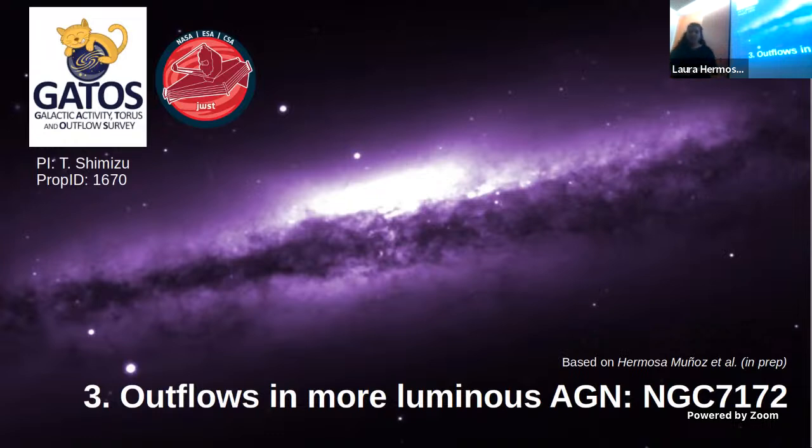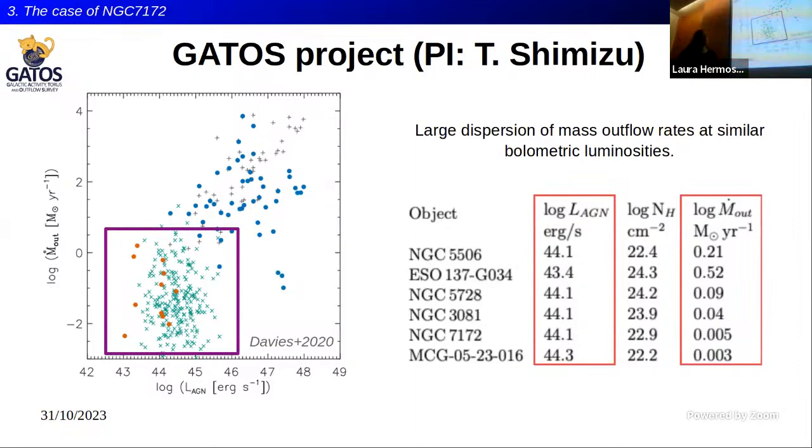So with the GATOS project, which is a project focused on analyzing activity in galaxies through many different data sets on many different aspects, so searching for torus, outflows, and so on, we have this JWST program that aims to understand why we found this really large dispersion in the first relation. So this project has selected 6 galaxies. All of them are Seyferts that have very similar volumetric luminosity, but have a difference of 3 orders of magnitude in the mass outflow rate. So the aim here is to try to understand what is the physics behind that could be driving these outflows to be so different.